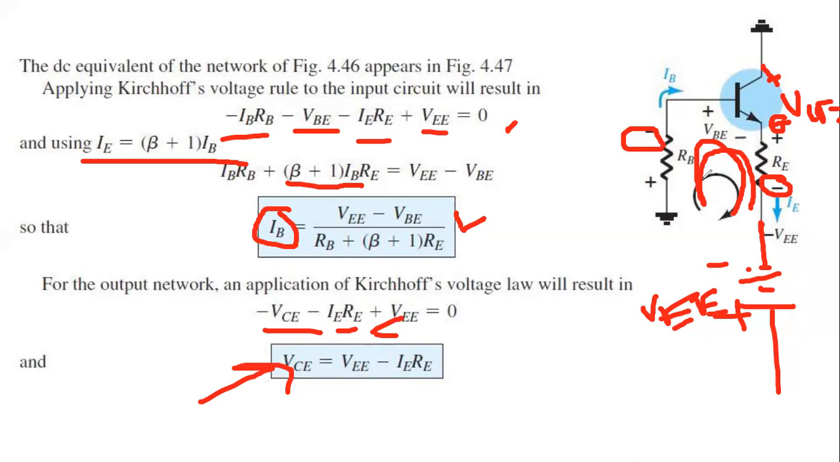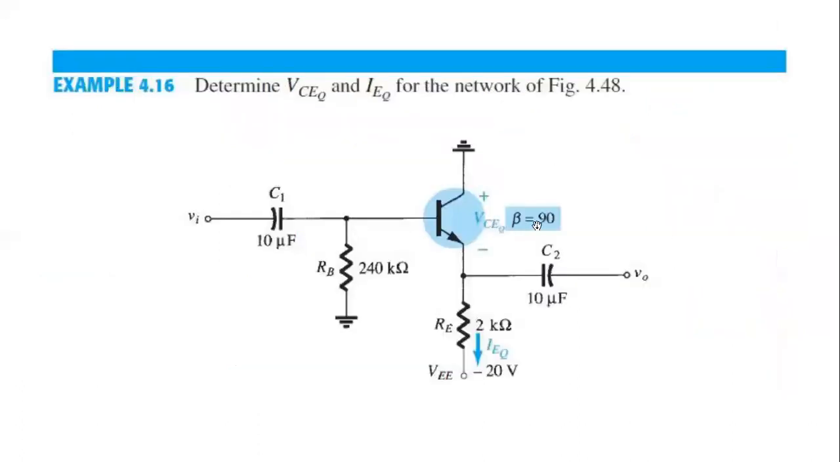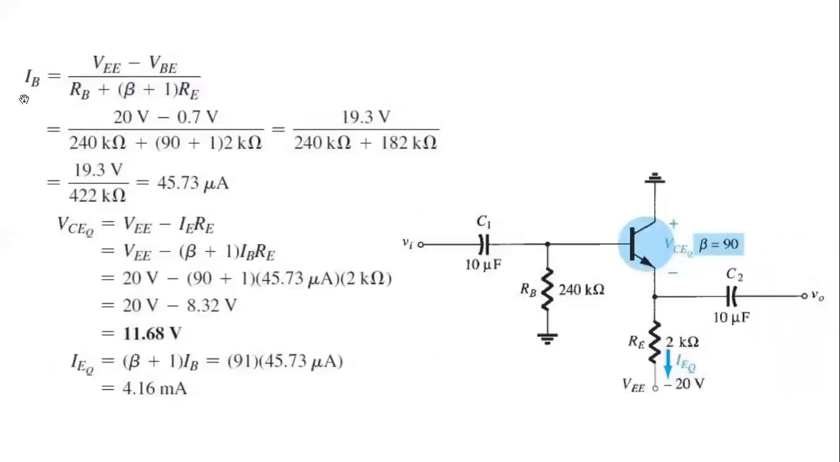So in the same way, you can find out the output voltage also. Probably there is an example given here. In the similar manner, we can find out the IB, VCE, and finally IE also. These are the equations: the IB equations, the VCE equations, and finally the IE equations.